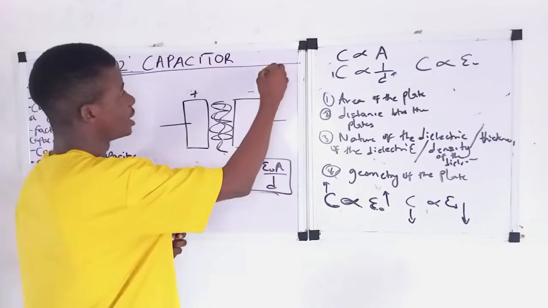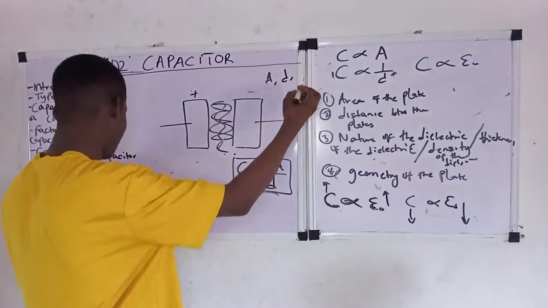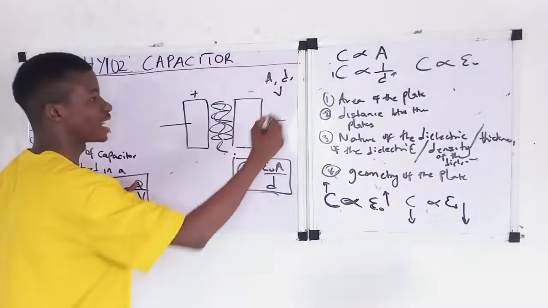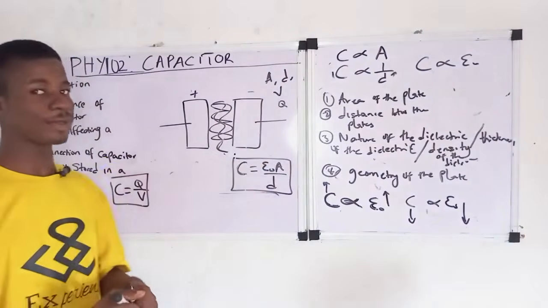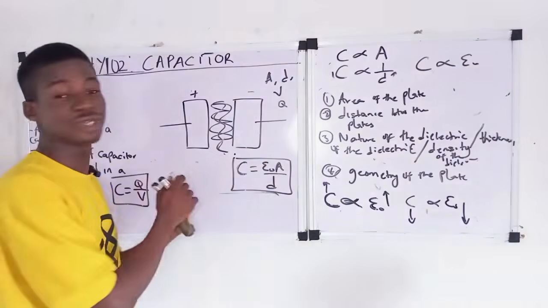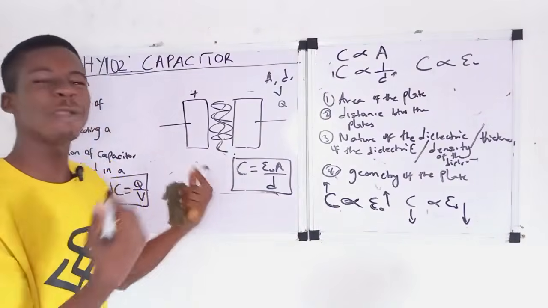They'll give you area, distance, and volts, and they say calculate for charge. So which formula are we going to use? You need to join the two formulas together. That is just it. How are we going to join the two formulas?